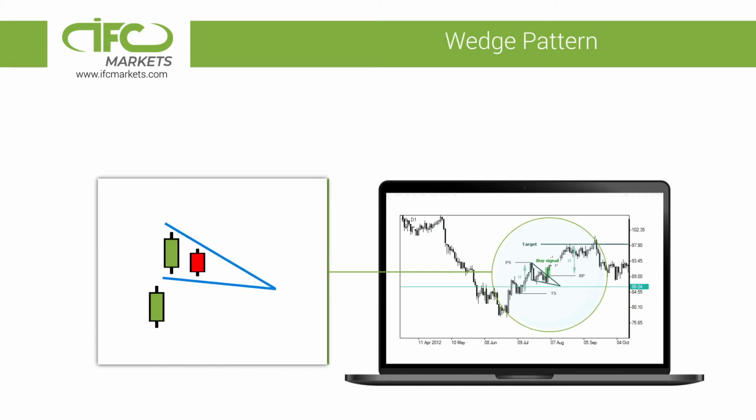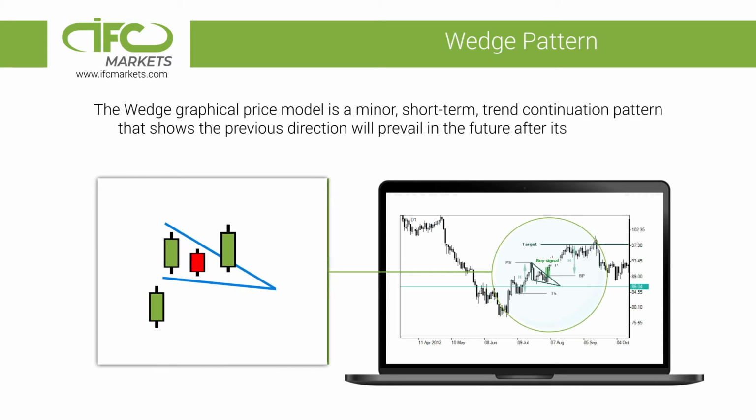The wedge graphical price model is a minor, short-term trend continuation pattern that shows the previous direction will prevail in the future after its formation.